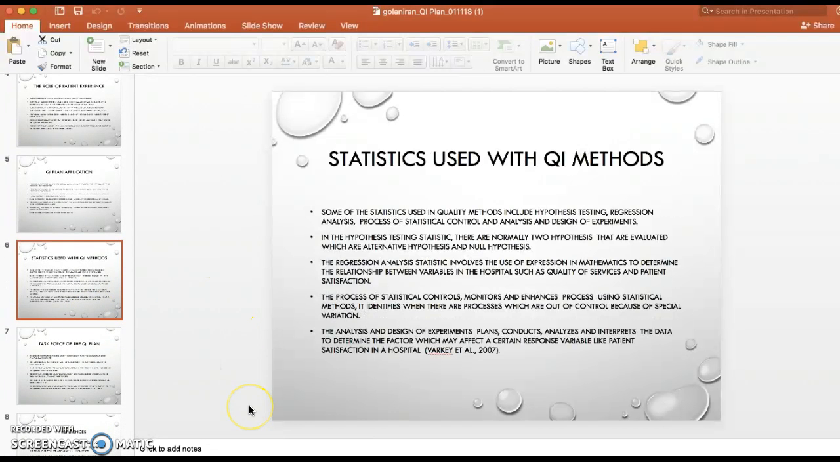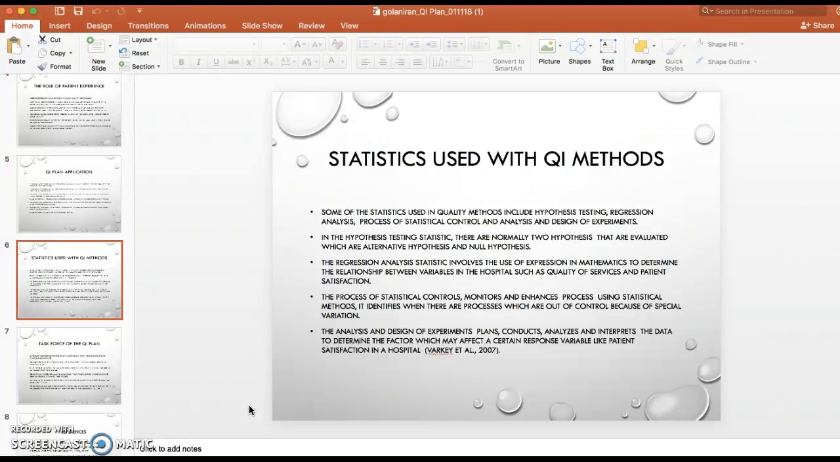Statistics used in quality improvement methods. Some of the statistics used in quality methods include hypothesis testing, regression analysis, statistical process control, and analysis and design of experiments. In hypothesis testing, there are normally two hypotheses that are evaluated, which are the alternative hypothesis and the null hypothesis. Regression analysis involves the use of mathematical expressions to determine the relationship between variables in a hospital, such as quality of services and patient satisfaction.